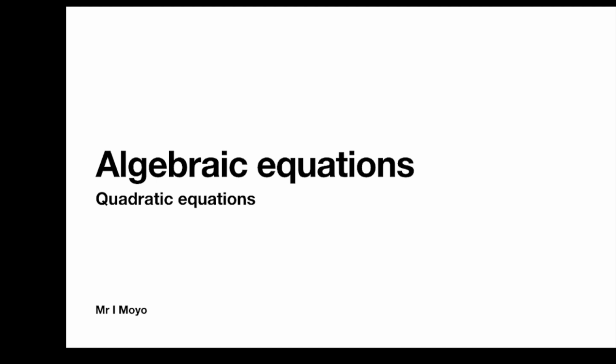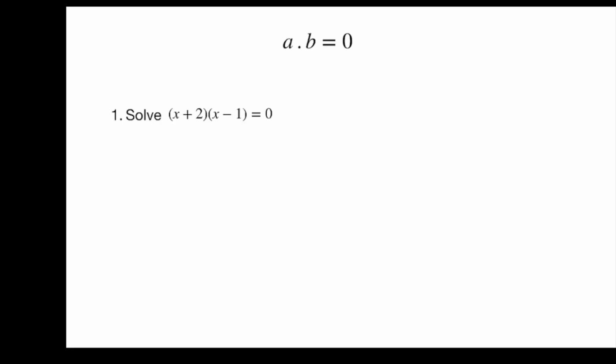Let's look at what we call quadratic equations. These are not difficult, don't be afraid. Let's start with the property a multiplied by b is equal to 0. We have two numbers here. A is one number and b is another number. The dot there means we are multiplying these two numbers.